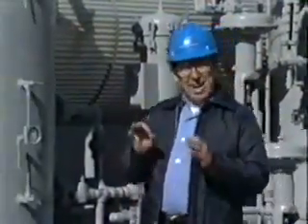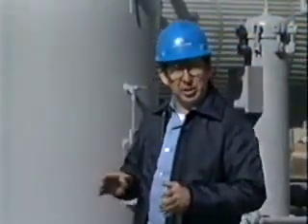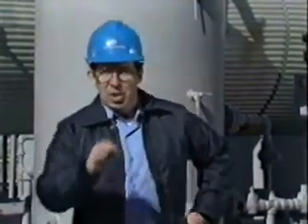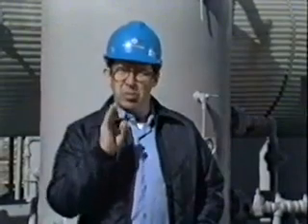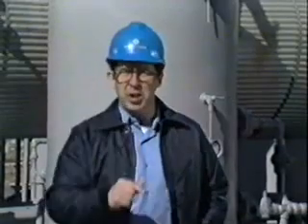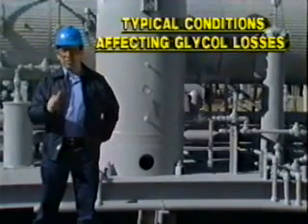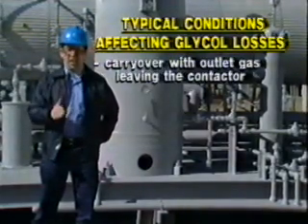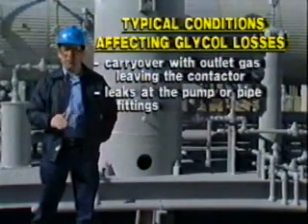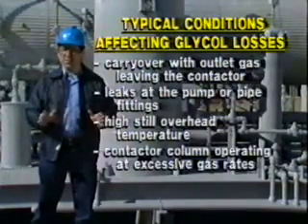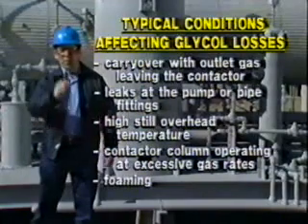Okay, now that you understand the various temperature and pressure interrelationships, you should be able to prevent costly operating problems such as high glycol losses, foaming, and corrosion. To really operate efficiently, you've got to minimize your glycol losses. Losses occur due to vaporization, entrainment, and mechanical leaks. Typical conditions which affect glycol losses include carryover with outlet gas leaving the contactor, leaks at the pump and pipe fittings, high still overhead temperature, the contactor column operating at excessive gas rates, foaming, and rapid changes in the gas rate.